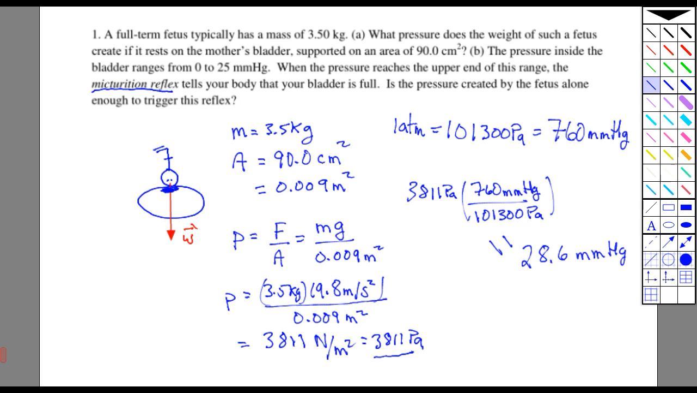So the pressure, when it's at the upper end of the range given in the problem, that's when our reflex is triggered, and obviously we have 28.6 being greater than 25, so yes, the reflex will be triggered.